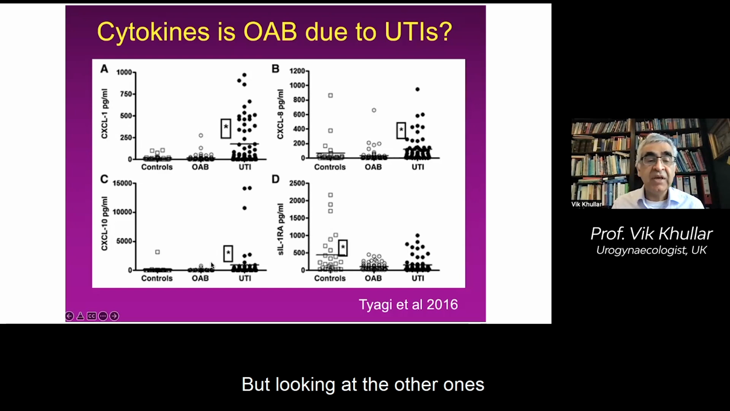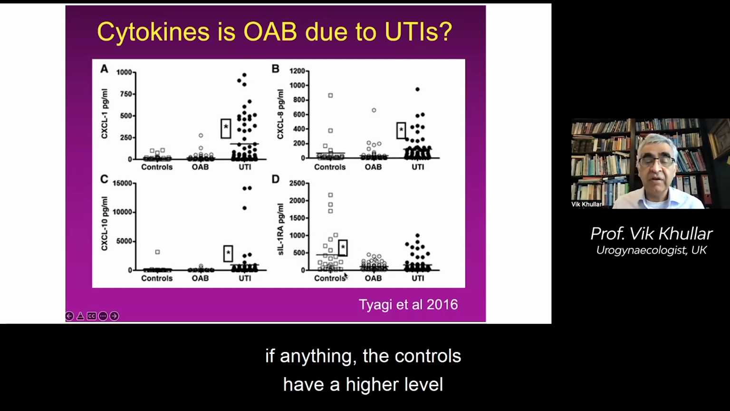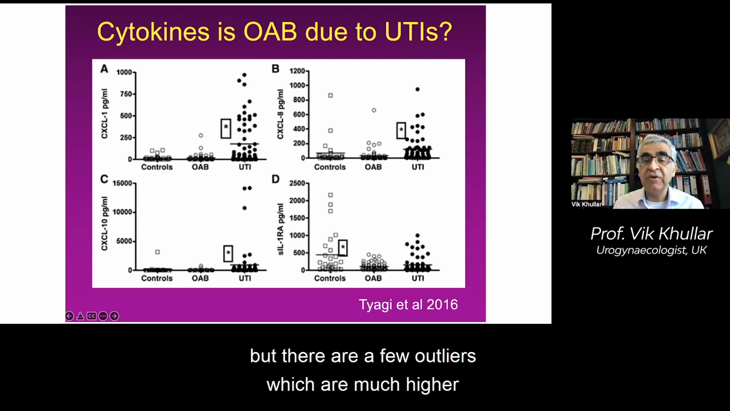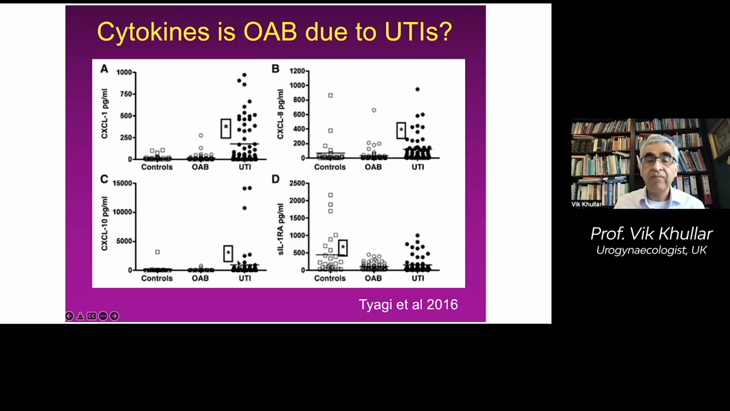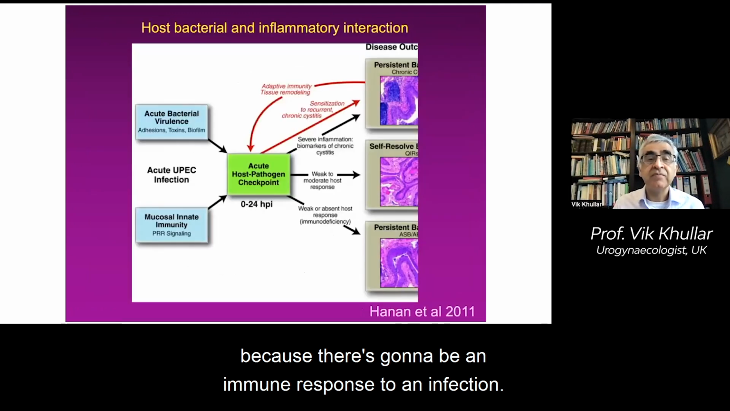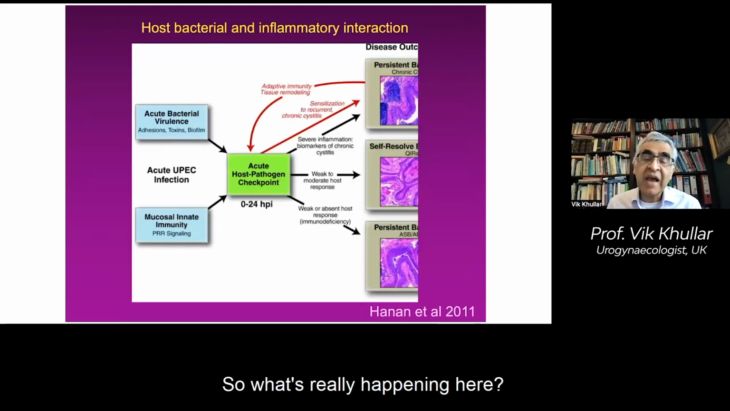But looking at the other ones like the sterile trauma group, there's actually no, if anything, the controls have a higher level, and everyone else, there's a great deal of overlap, but there are a few outliers which are much higher, which we would expect because there's going to be an immune response to an infection. So what's really happening here?